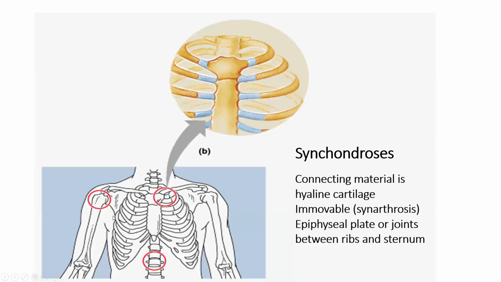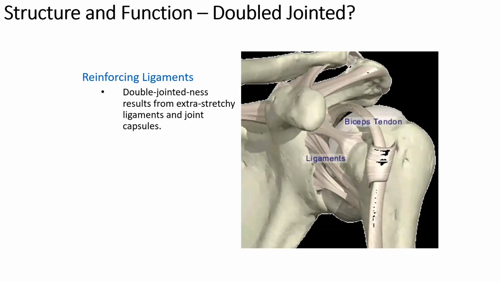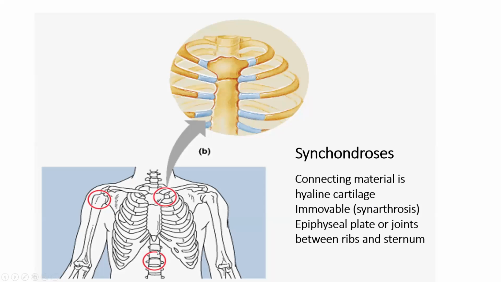So there's the fibrous, the cartilaginous joint there in all of our ribs, for example. And we see the other cartilaginous joints are going to be here at the intervertebral discs.